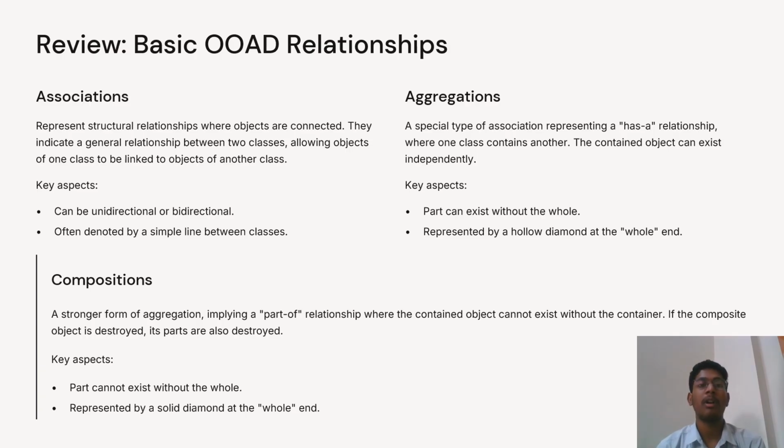Composition is a strong form of aggregation implying a part-of relationship where the contained objects cannot exist without the container. If the composite object is destroyed, its parts are also destroyed. The key aspect is that the part cannot exist without the whole, represented by a solid diamond at the whole end.